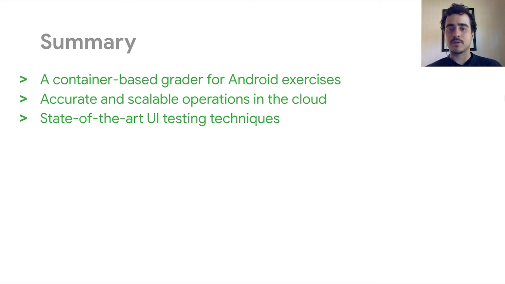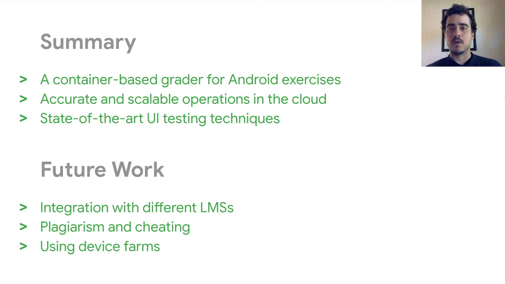There are still some interesting directions for future work. Our grading system currently supports the A+ learning management system, but it could be easily extended and adapted to other software. Moreover, plagiarism and cheating detection deserve more investigation. It is also possible to use real mobile devices available in cloud data centers, the so-called device farms, instead of emulators. This would reduce the execution time of the grader.